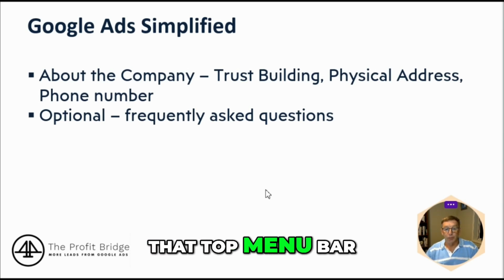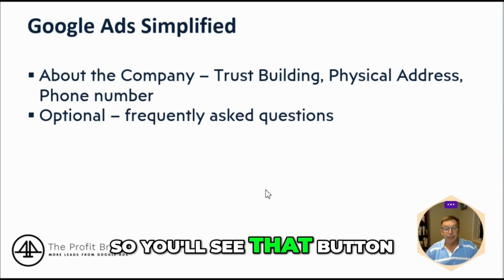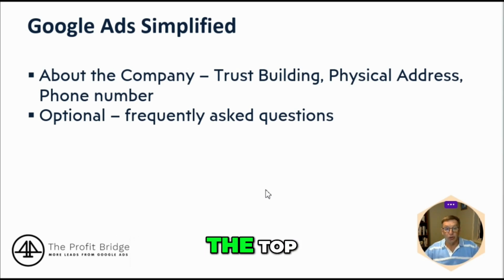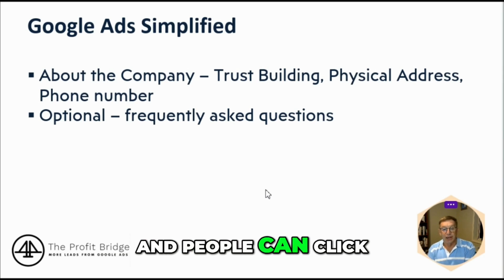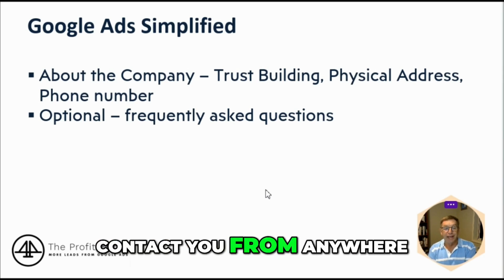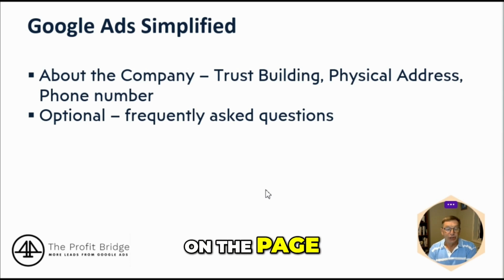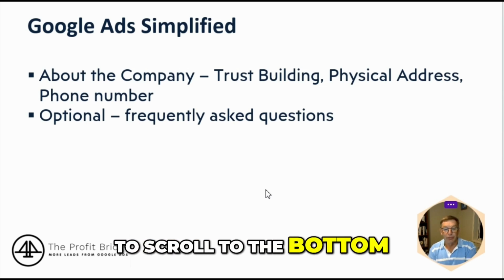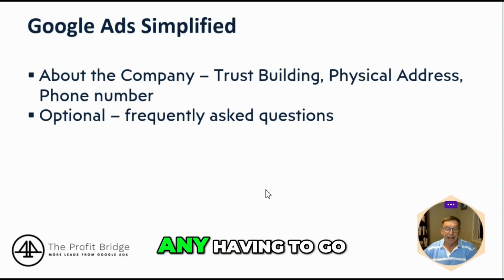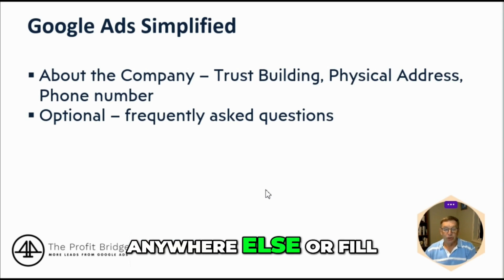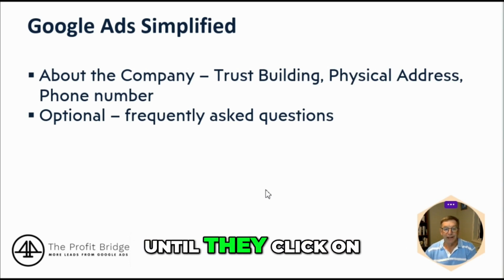And they will scroll all the way down the page, and as I mentioned at the top, that top menu bar is sticky, so it stays there all the time. So you'll see that button, it stays right across the top regardless of where you move, and people can click on that link to contact you from anywhere on the page. So that allows them to scroll to the bottom, read everything. They can still click on that button without having to go anywhere else or fill out any other forms until they click on that button.